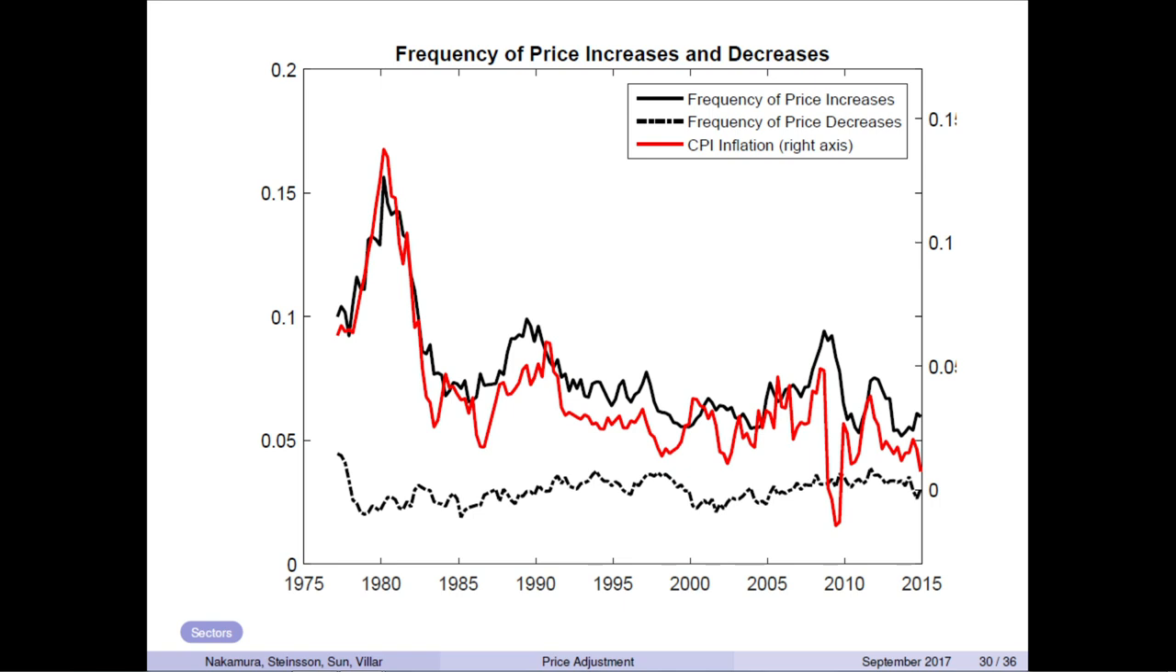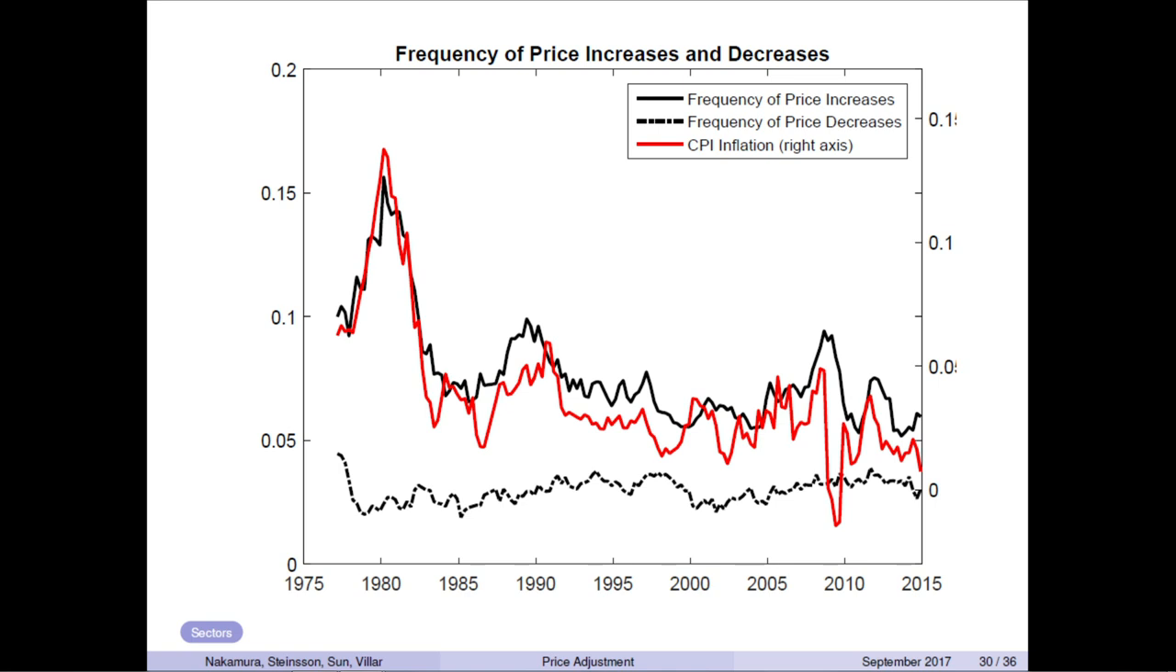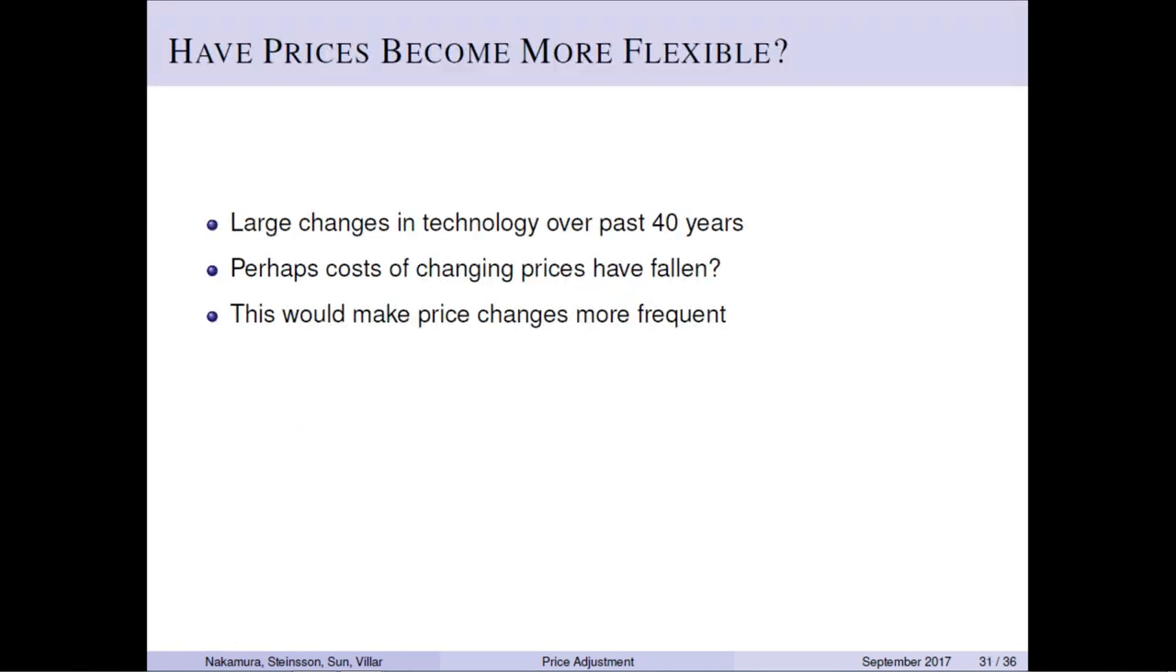And for this, it's useful to break things out between increases and decreases. So here I'm plotting the frequency of price increases, that's the black line, against CPI inflation, and the frequency of price decreases. You see that all the variation in the frequency of price changes is coming from the frequency of price increases, not decreases. That is actually a prediction of the model. So in this sense, the simple menu cost model fits the data pretty well. And I'll show you in a moment an actual picture of model versus data.